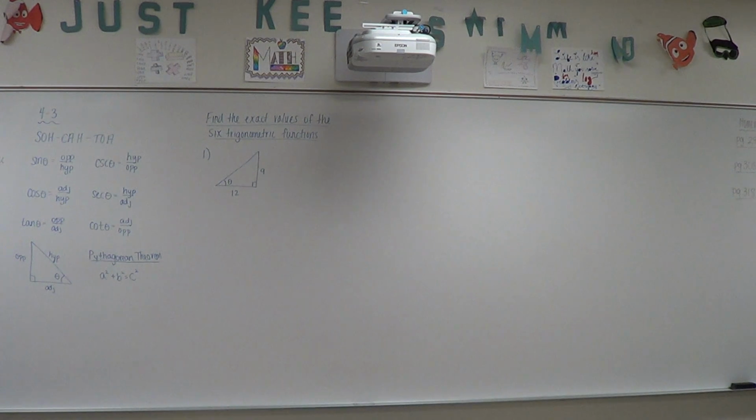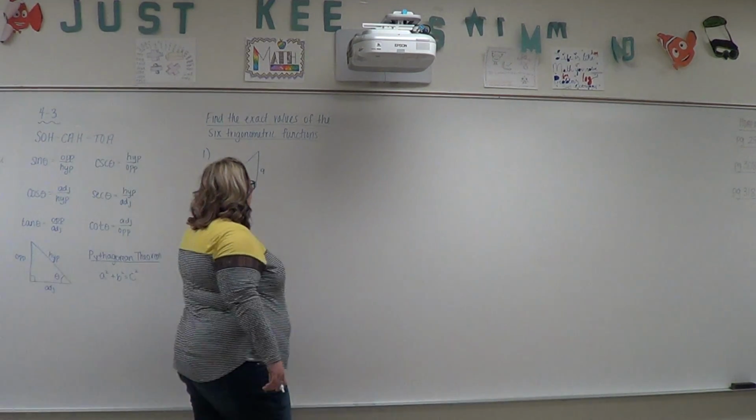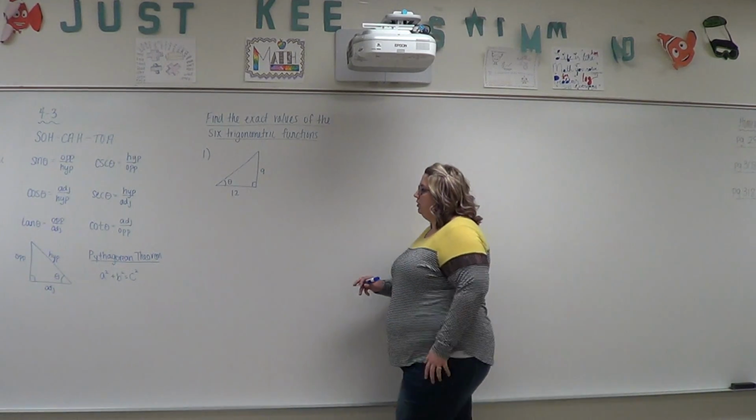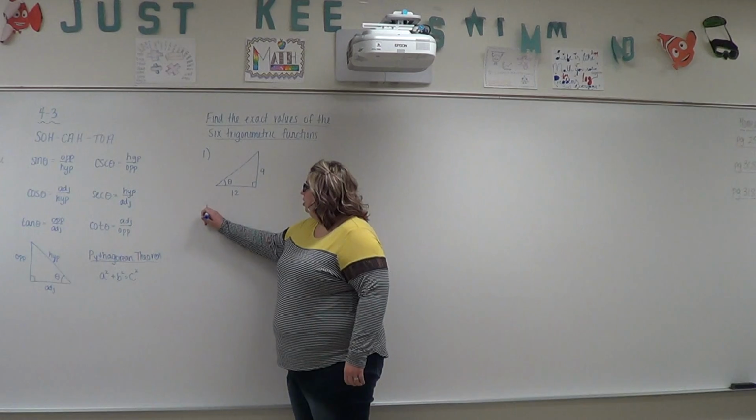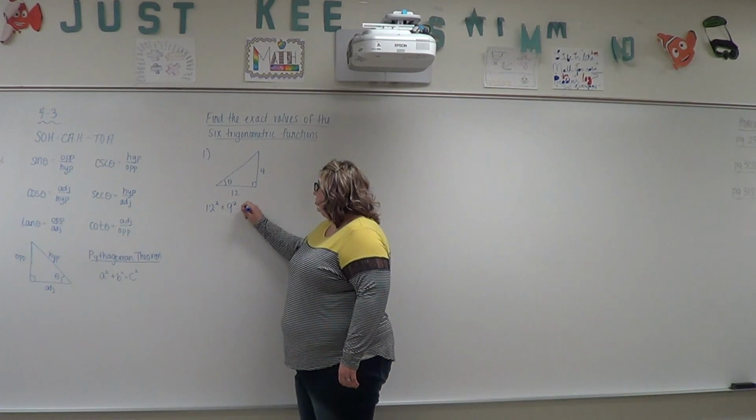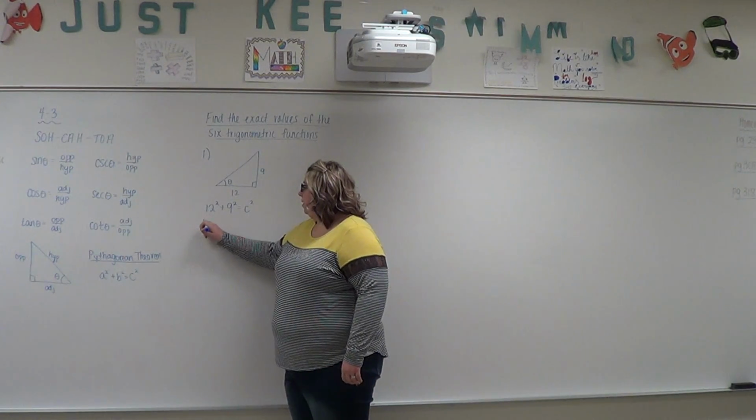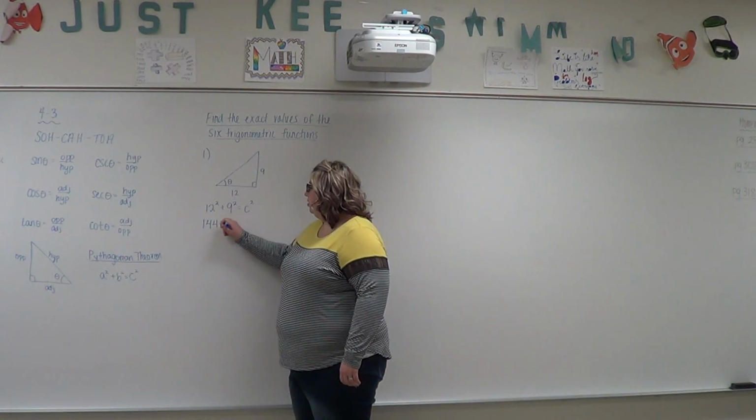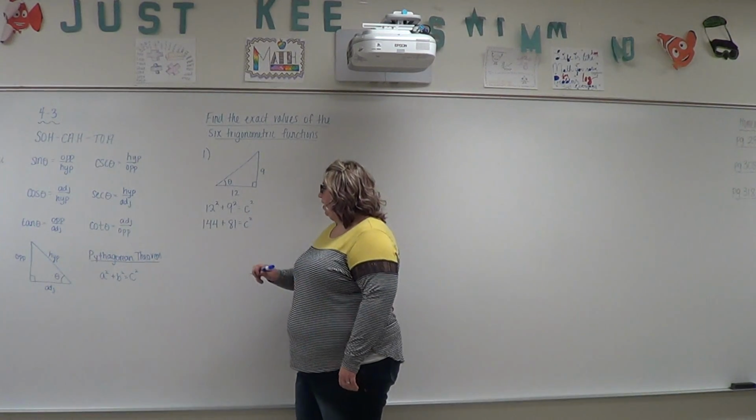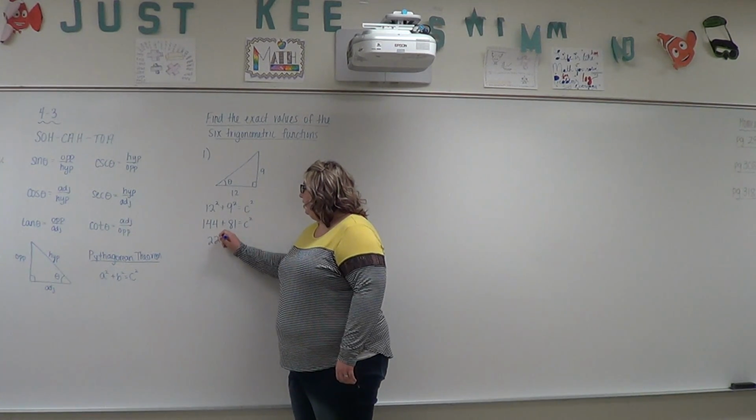Okay, when you're doing the right triangle, before you can do your SOHCAHTOA, you have to find all three sides. So what side is missing on this problem? Hypotenuse. Okay, so you're going to use your Pythagorean Theorem to find it. So I'd have 12 squared plus 9 squared equals c squared. So 144 plus 81. So if I add those together, I get 225.